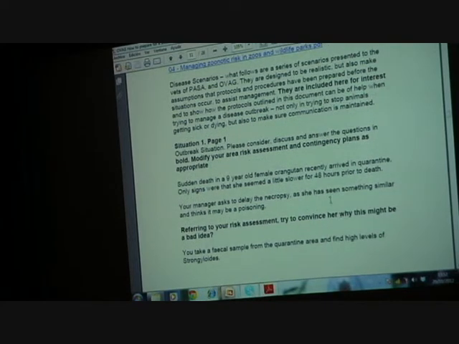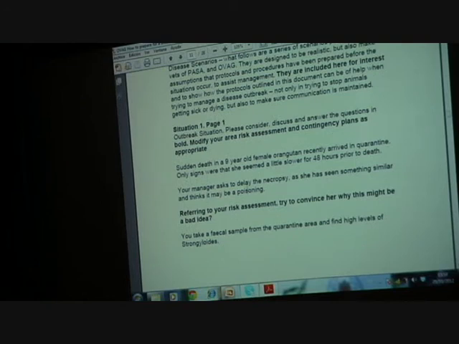I just want to spend half a minute here on what you would do in this situation. So we've got different situations here that have been put to vets working in the field and how they would handle this, okay? You have an outbreak. You have a sudden death of a 9-year-old female orangutan that has recently arrived in your quarantine. The only signs were that she seemed a little slower for 48 hours prior to death. Your manager asks to delay the necropsy as she has seen something similar and thinks it may be a poisoning. Referring to your risk assessment, try to convince her why this might be a bad idea. As in, why is it a bad idea to delay the necropsy?